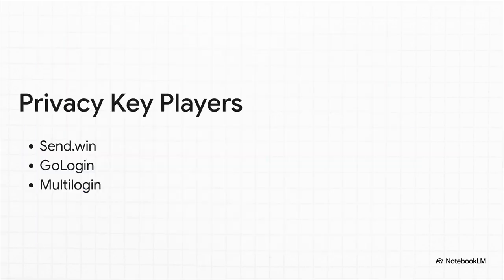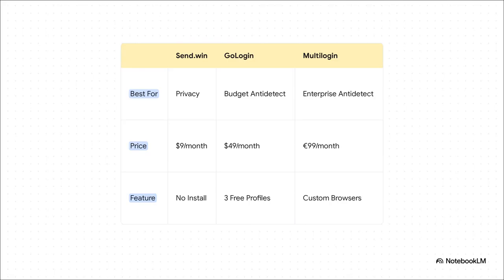So the tools that fight back against this are often called anti-detect browsers. And the 3 big names you really need to know are Send.Win, GoLogin, and Multilogin. Each one is built to help you create and manage separate, untraceable browser profiles. This breakdown makes it super clear. Send.Win is awesome because it's all in the cloud, nothing to install, perfect for jumping on from any computer. GoLogin hits that perfect sweet spot. It's affordable, has a free plan for 3 profiles, and even has an Android app.